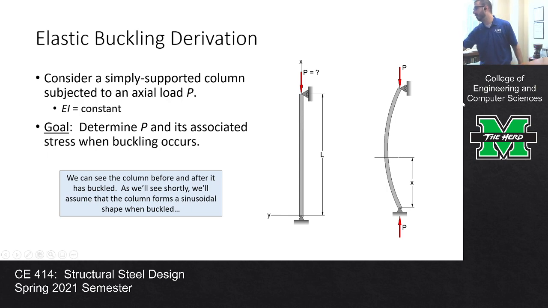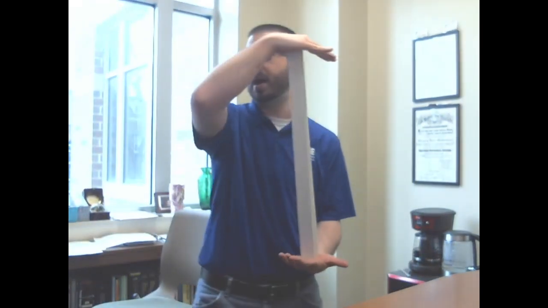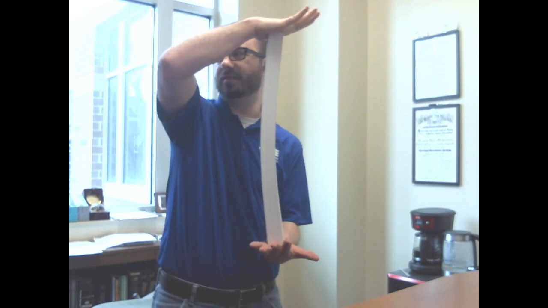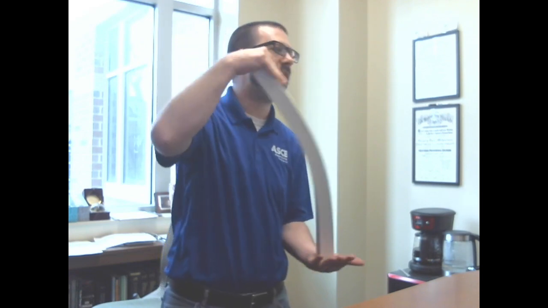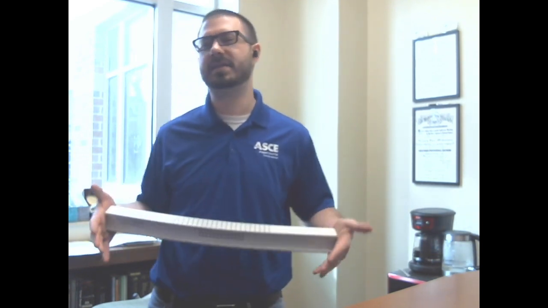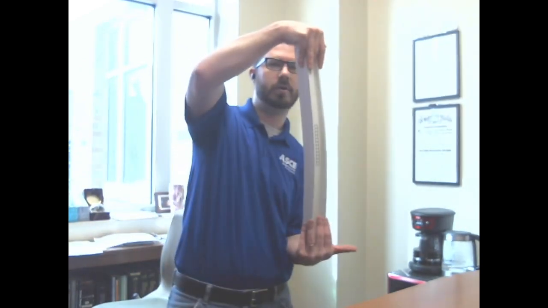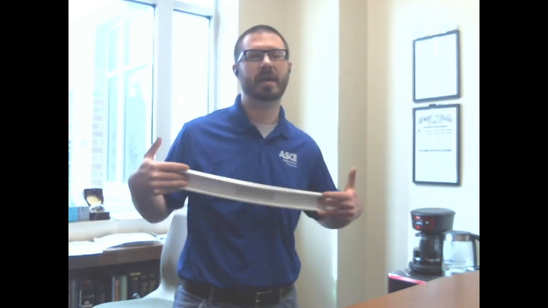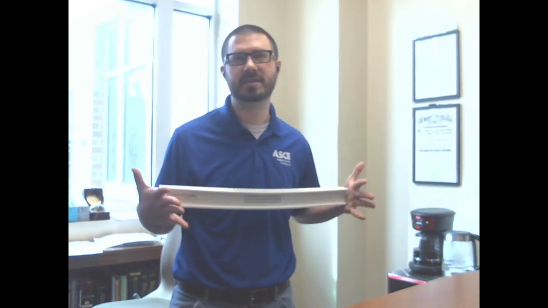And so if you look here on my webcam, here's my little prop. I have a column. Let's apply a compressive load and boom, it buckles. And if you ever do this, like if you have a yardstick or something that you can do this with, one of the things that is characteristic with buckling is that it is a sudden loss in stiffness. Like you load, and then boom, it goes. And that's particularly true if you have a yardstick or something like that.